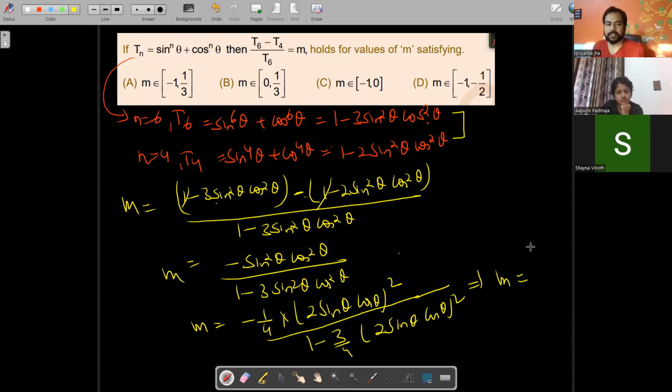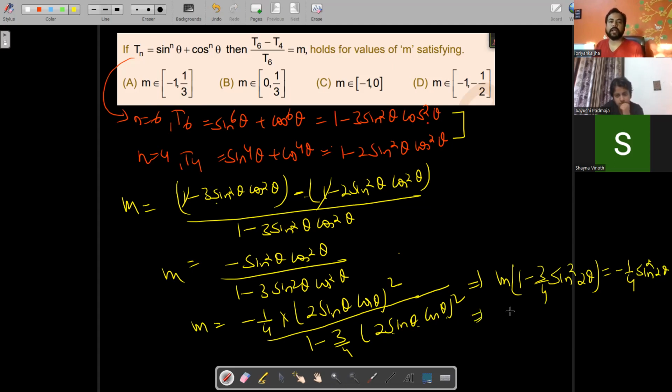Okay, so just cross multiply it. This will go this side. 1 minus 3 by 4. 2 sin theta into cos theta is sin 2 theta, and the square of that. Sin square 2 theta equal to minus 1 by 4 sin square 2 theta.